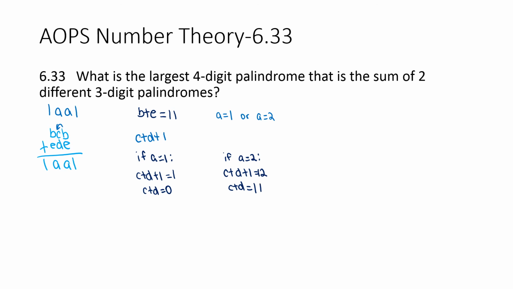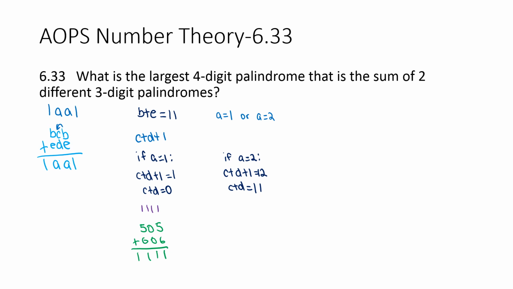So then we test both of these cases to see that they work. If A is equal to 1, then the number should be 1, 1, 1, 1. So if we try any two numbers, let's say BCB can be 5, 0, 5 plus 6, 0, 6, because B plus E must be equal to 11. So then it's 1, 1, 1, 1.